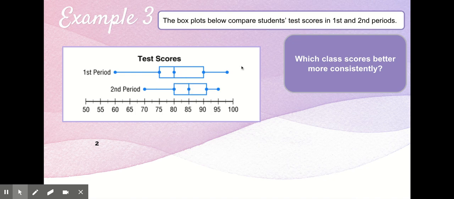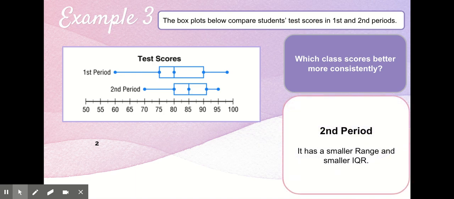For the question, we have which class scores better more consistently. When you're looking at consistently, you want to look at your IQR and the range, the measures of spread. Second period scores more consistently because it has a smaller range and smaller IQR, a shorter box when you're comparing them apples to apples, side by side.